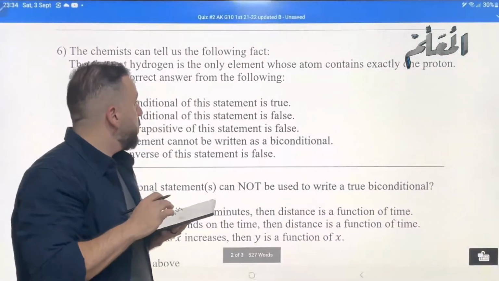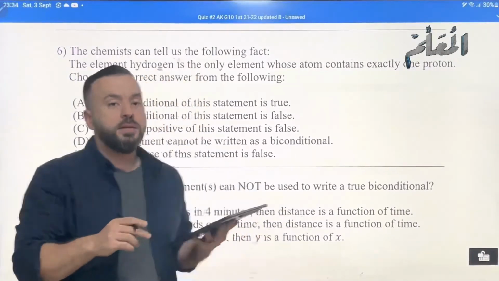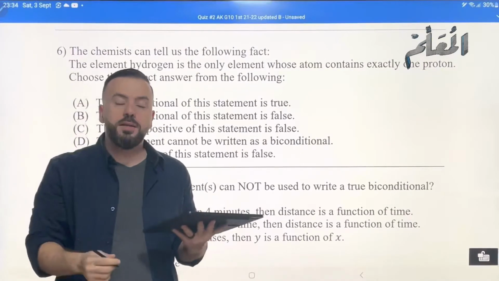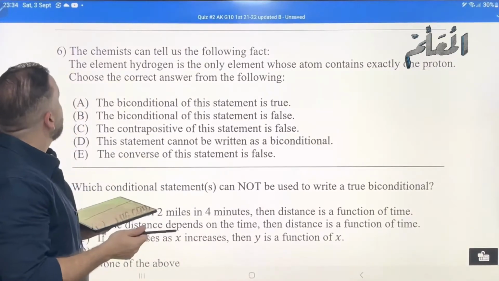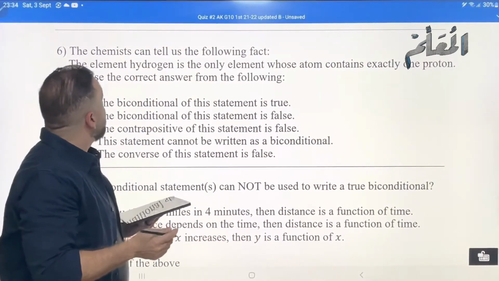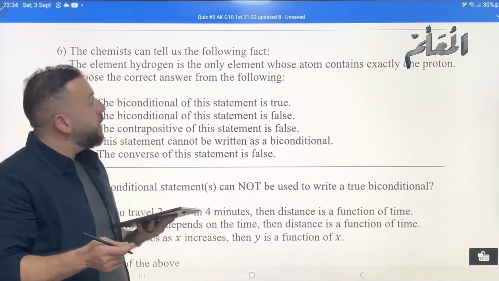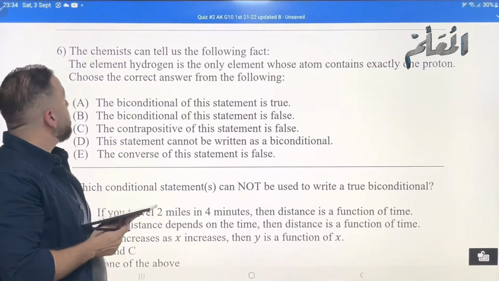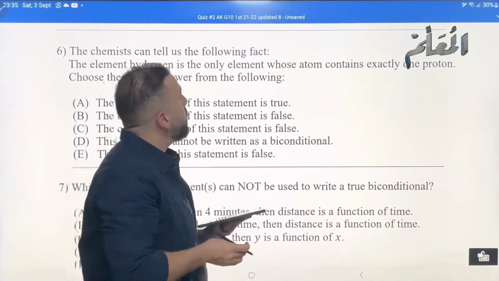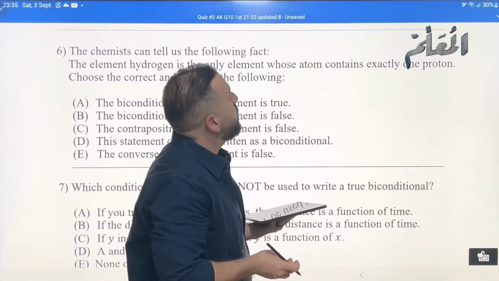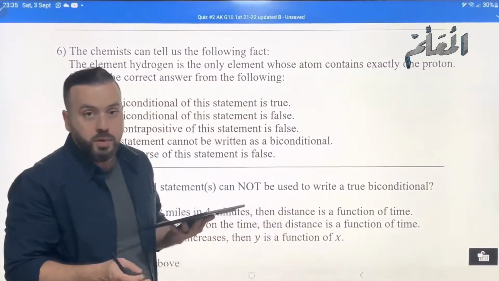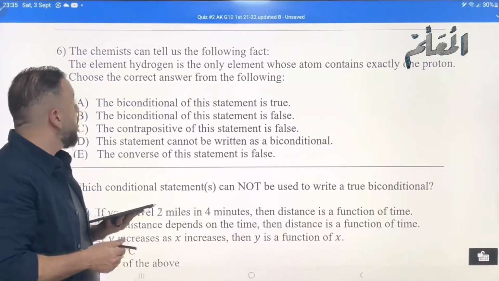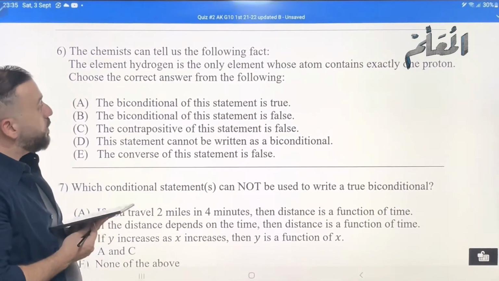Okay, question 5. Again, those are the numbers from any exam. I'm choosing questions randomly. So this question is: a chemist can tell us the following. Chemist means this is a fact. The element hydrogen is the only element whose atom contains exactly one proton. So choose the correct answer from the following. The biconditional statement of this statement, is it true?